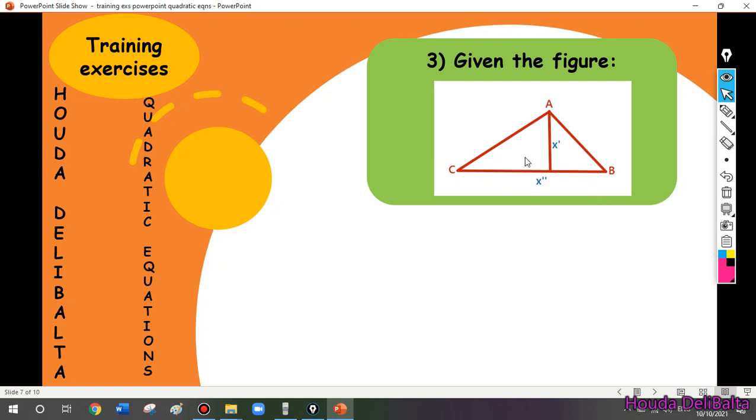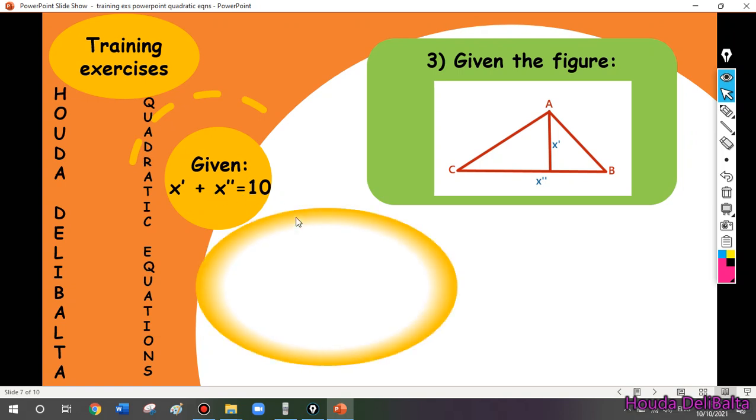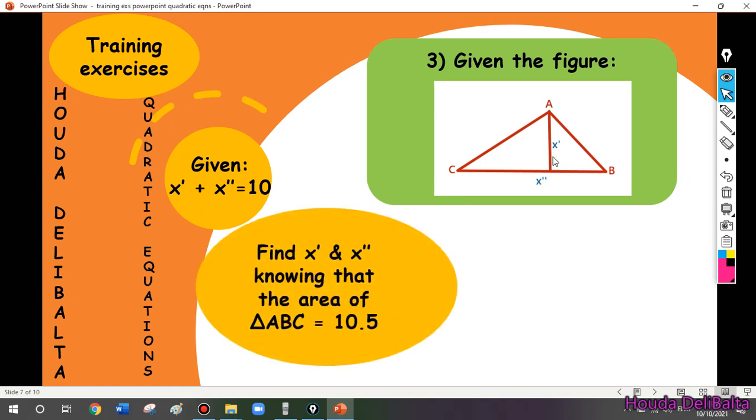Of course, x prime and x double prime are going to be the roots of a certain quadratic equation. Okay? And of course they are positive values because they are measurements. We have given that x prime plus x double prime is 10, and of course whenever we see a height and a base we have to think of the area. So we have to find x prime and x double prime, knowing that the area of that triangle is 10.5, and we have this given that x prime plus x double prime is 10.